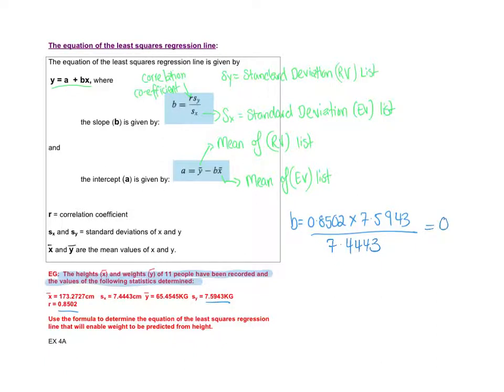So I work out that to be 0.8673 or something. Then to find the a value, you have to find b first, because b's in the a formula. So you have the mean of the Y list, 65.4545, minus b, which is 0.8673, times the mean of X, which is 173.2727. If we calculate that, I get negative 84.8249.